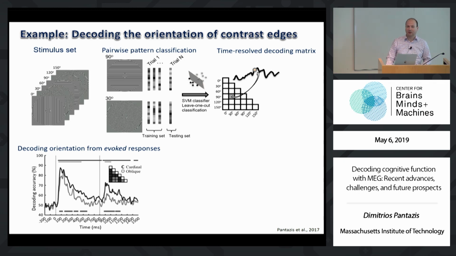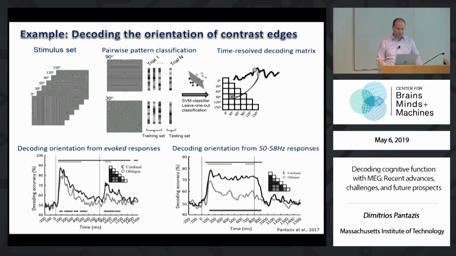So the question would be whether gamma rhythms actually represent any form of orientation information. And the answer is yes. And we can see here gamma rhythms 50 to 58, when constructing pattern vectors like this, but representing 50 to 58 power. We can again decode using these feature vectors, and we see representations that are actually quite stable. Decoding patterns are very stable over time for the duration of the stimulus.